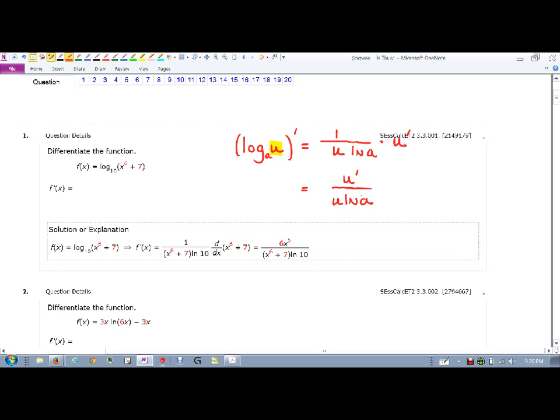Now a is always going to be a number in the problem. The base of the log, so natural log of a there, that's just a number, right? A is a number, so when you take natural log of a number, you should get a number. Okay, so that's what I'm going to be using.